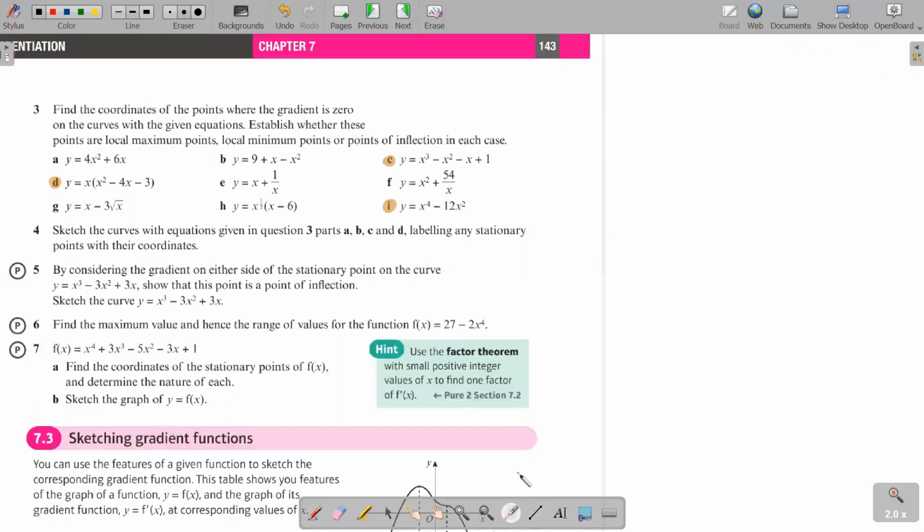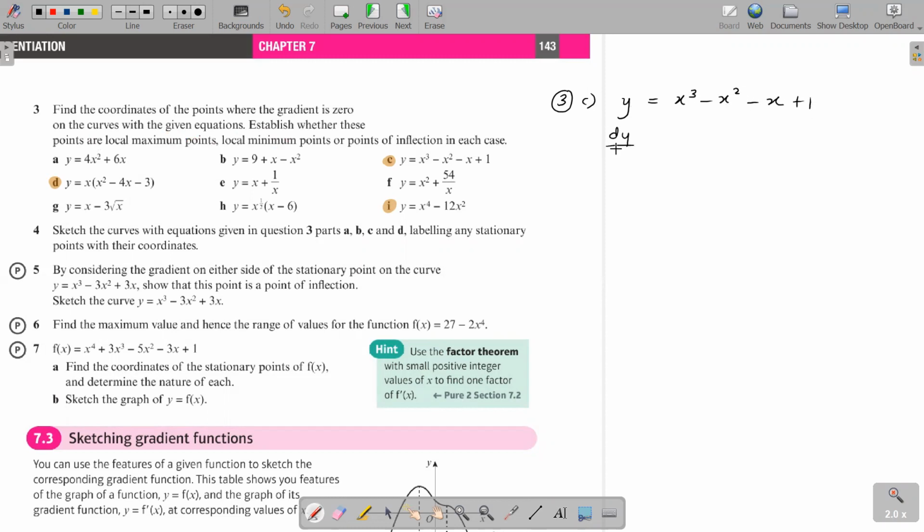Okay, so next we'll move on to question number 3. Find the coordinates of the points where the gradient is 0 on the curves with the given equations. Establish whether these points are local maximum points, local minimum points, or points of inflection in each case. So part A and B are similar to what we did earlier. So therefore I move to part C. Third one, part C, you have y equals x cubed minus x squared minus x plus 1.